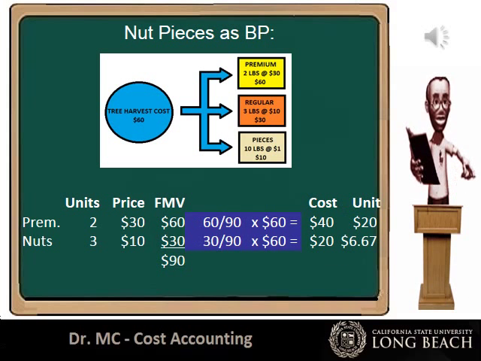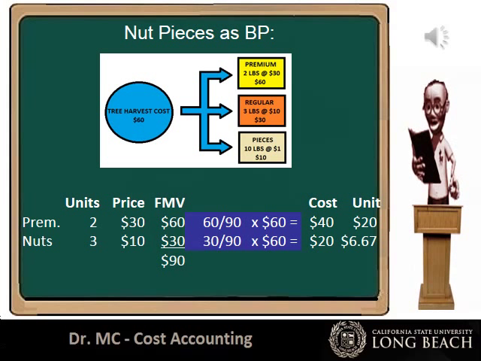Now assume that the nut pieces are byproducts. With our example, the firm would allocate the joint costs based on the premium nuts value of $60, and the regular nuts value of $30. None of the joint costs would be allocated to the nut pieces. The firm would add up these values and divide the $90 total value into the values of the two products and multiply those fractions by the $60 of joint costs.